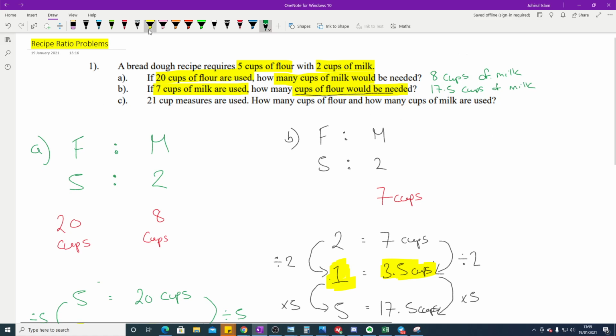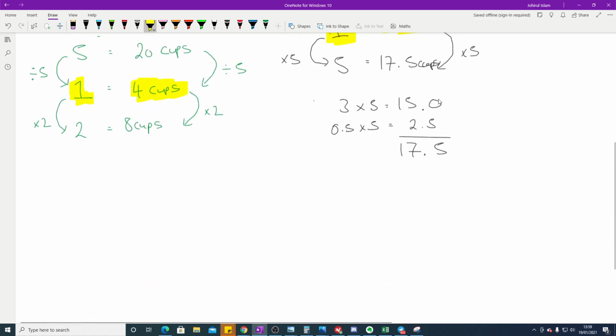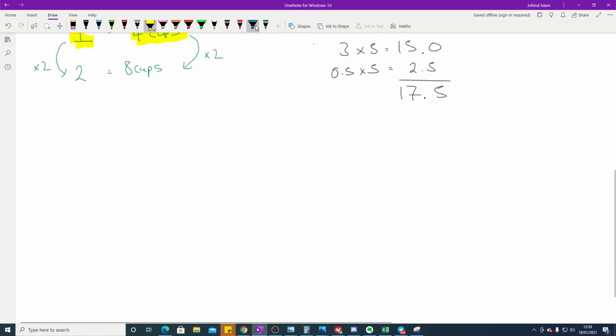Now, question C. It says here, 21 cup measures are used in total. How many cups of flour and how many cups of milk are used? Right, so same thing again. We're going to write out the ratio, rather. So question C. Flour to milk, and the ratio is 5 to 2.